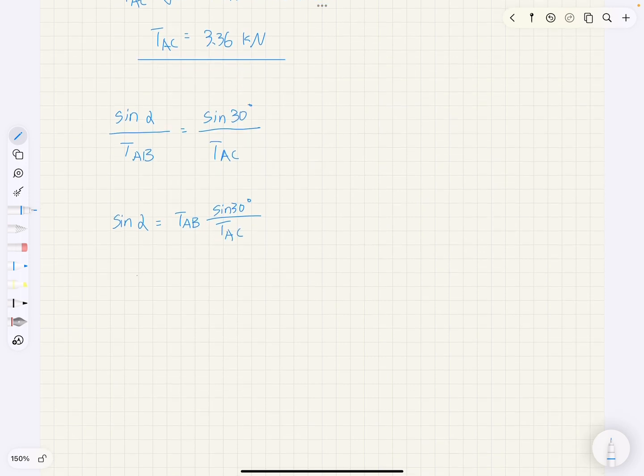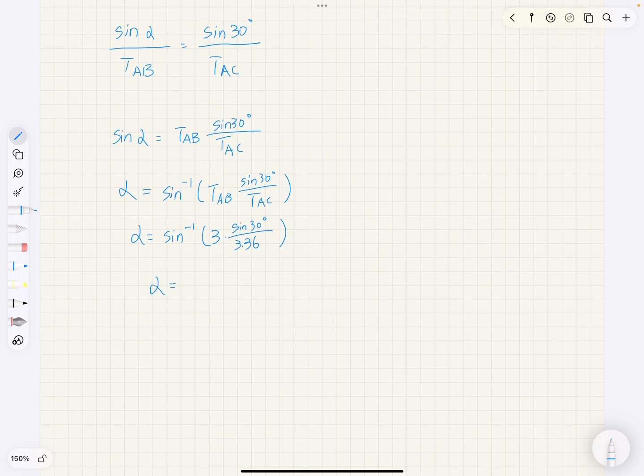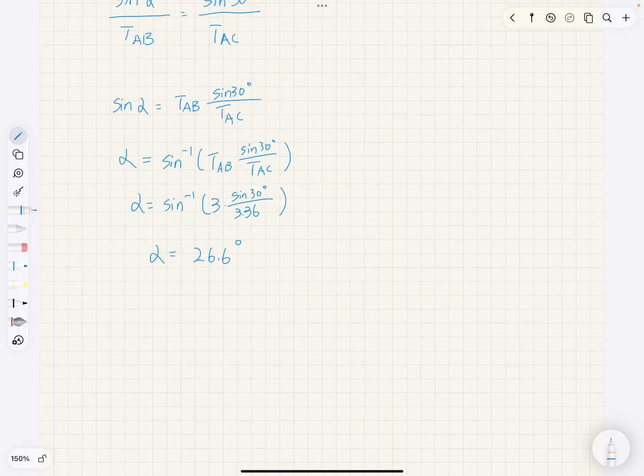And by solving that, we have alpha equals sine inverse of TAB sine 30 degrees over TAC. And again, TAB is 3 kilonewtons, sine 30 degrees, and we have TAC equals 3.36. And now we can solve for alpha, which is 26.6 degrees. So alpha equals 26.6 degrees.